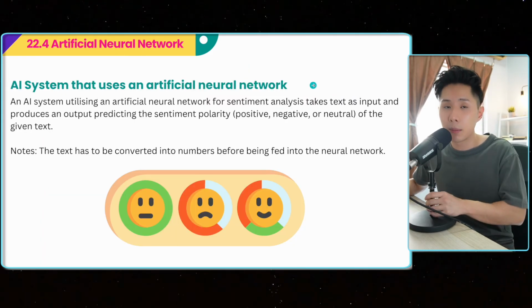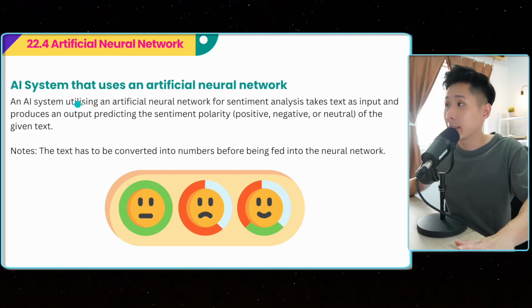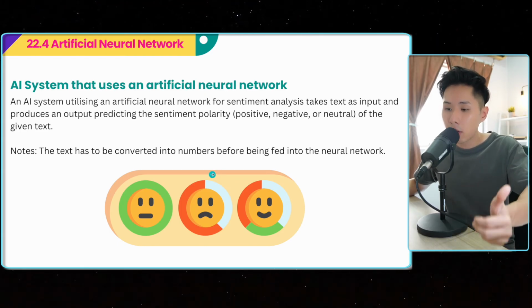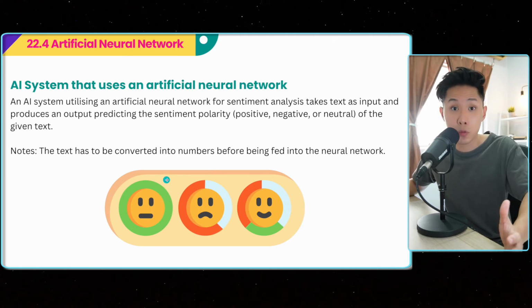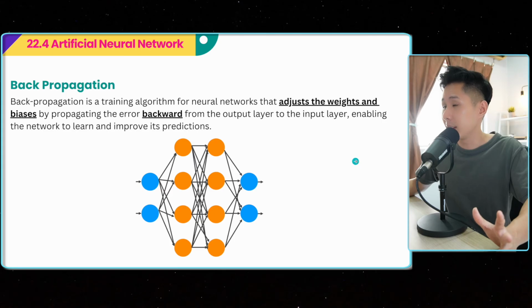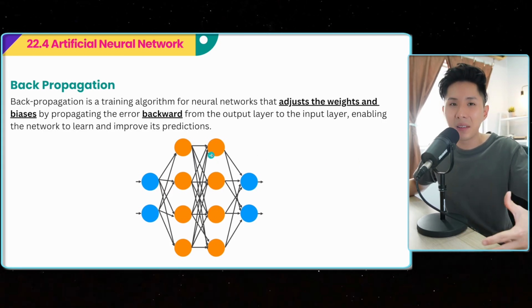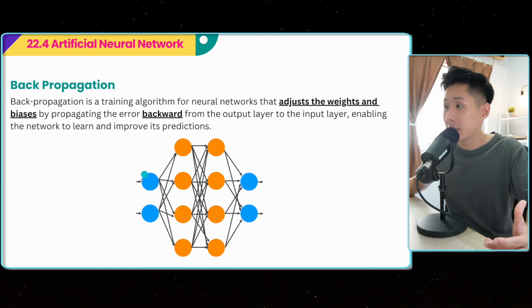So let me give you an example of how neural networks work. An AI system that uses artificial neural network is sentiment analysis. So based on text given, the algorithm can determine the sentiment of this message. Is it sad, happy, or neutral? So that's just an example. But the question you might be asking is, how do they determine the sentiment of this text based on the input message?